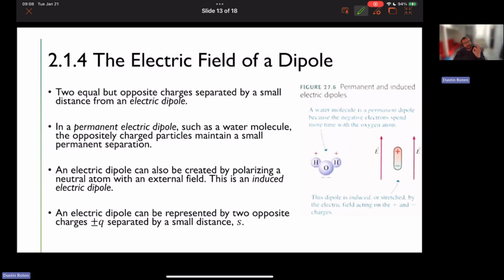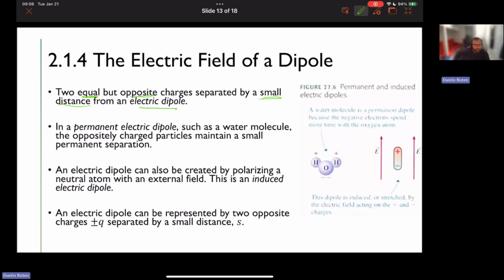Now that we've done that for just point charges, let's actually talk about the electric field of a dipole. If we have two equal but opposite charges separated by a small distance, that is an electric dipole. They've got to be equal and opposite, and of course a small distance, not just any two opposite charges. They've got to be somewhat close together and interacting.